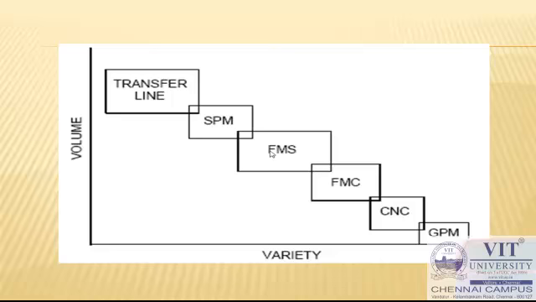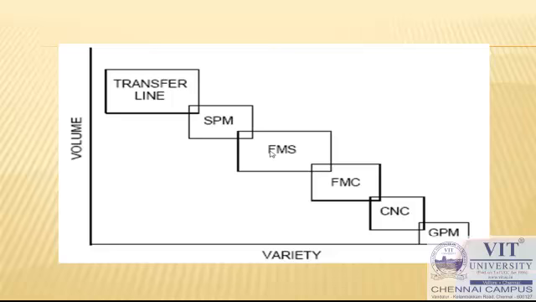Suppose the variety is still less and the volume is more, you can go for a special purpose machine. That is a dedicated machine for a particular component. Otherwise, if it is less variety and mass production, you can go for a transfer line. The transfer line automatically transfers the component to each machine. That is only for mass production.